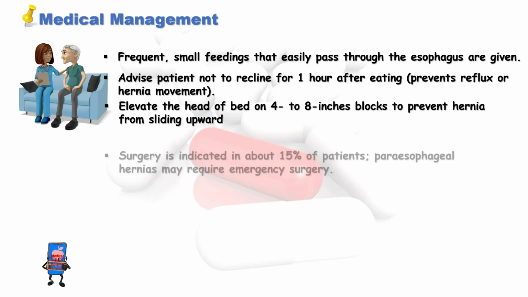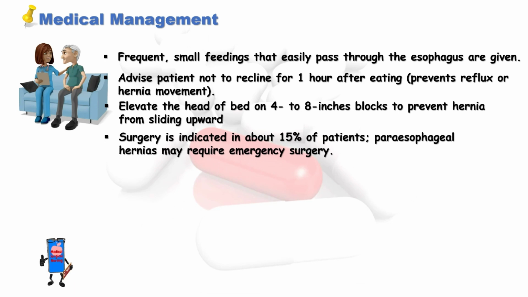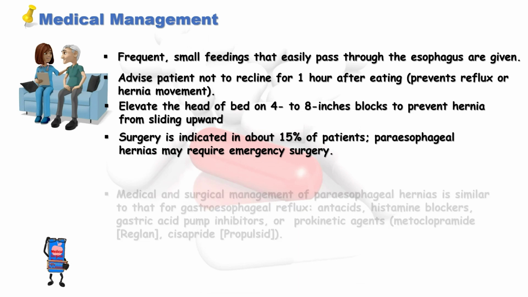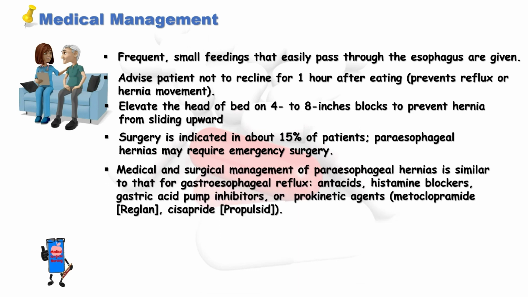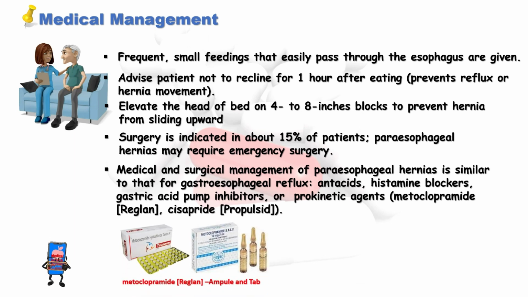4. Surgery is indicated in about 15% of patients. Paraesophageal hernias may require emergency surgery. Medical and surgical management of paraesophageal hernias is similar to that for gastroesophageal reflux. Antacids, histamine blockers, gastric acid pump inhibitors, or prokinetic agents such as metoclopramide and cisapride are indicated.